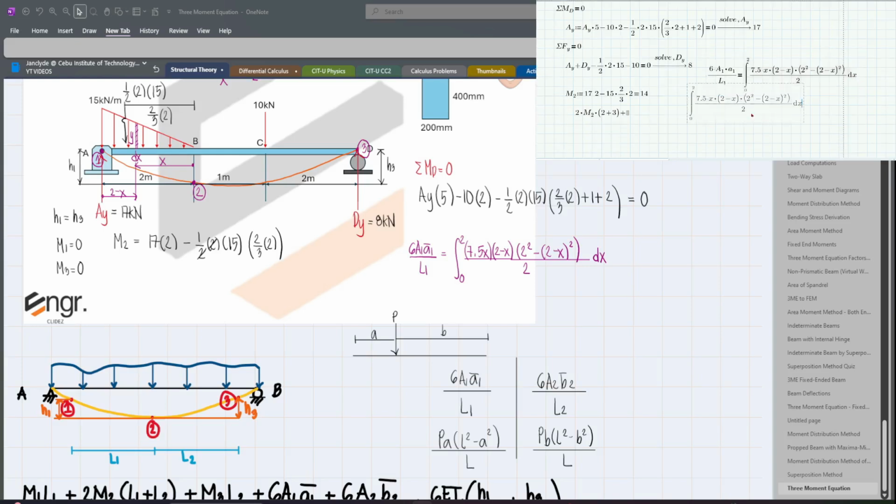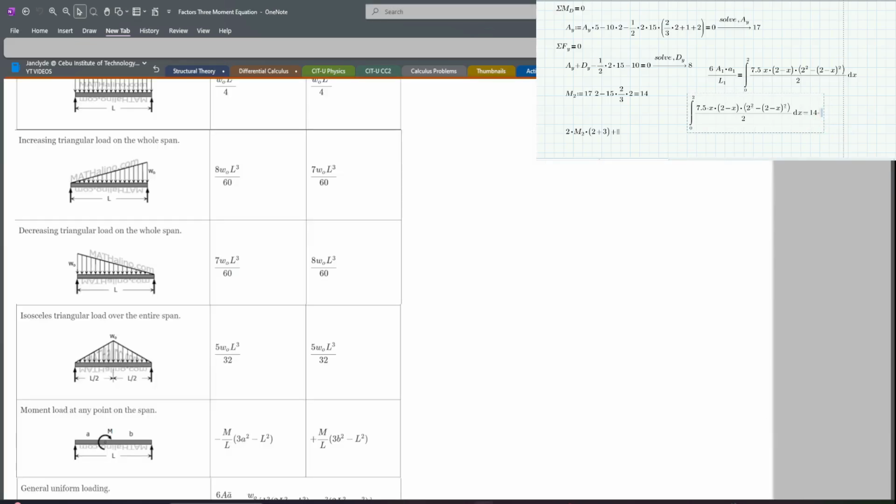So check na lang natin yung value na yan. This is equal to 14. So yung 14 na yan, you can obtain the same value using this general formula. So yung triangular load natin is uniformly decreasing. Then we are calculating 6A1 barred A1 over L1, which takes this formula. So 7WL cubed divided by 60.